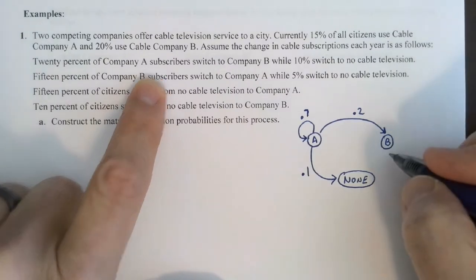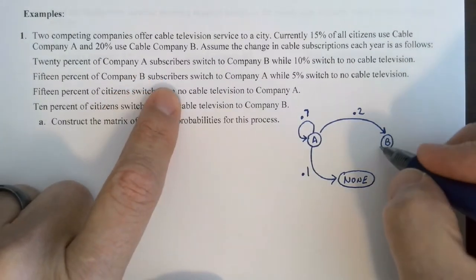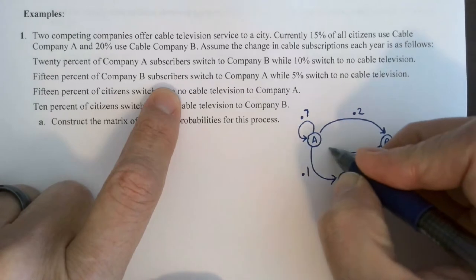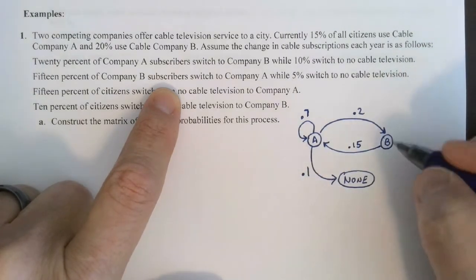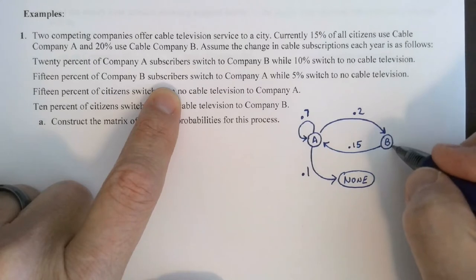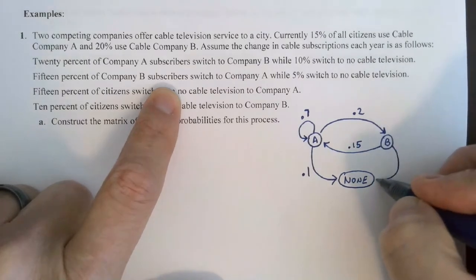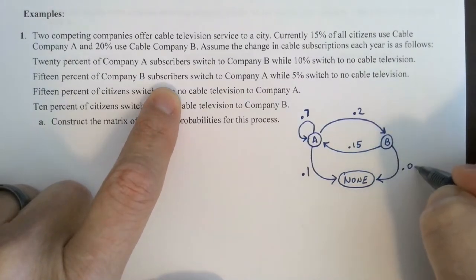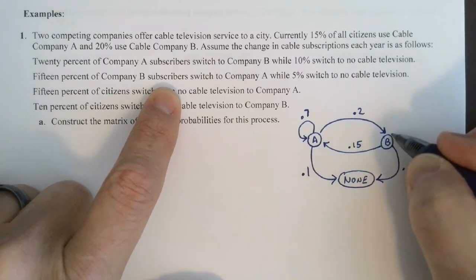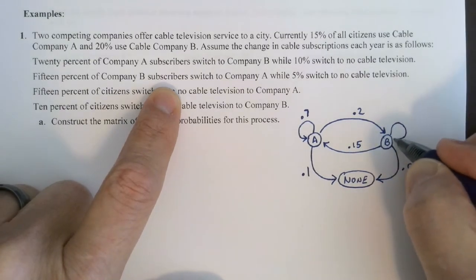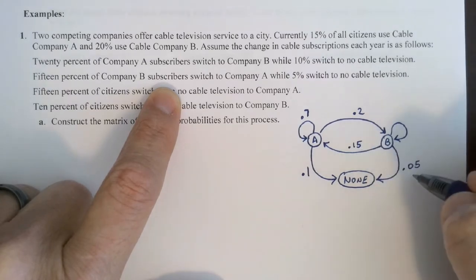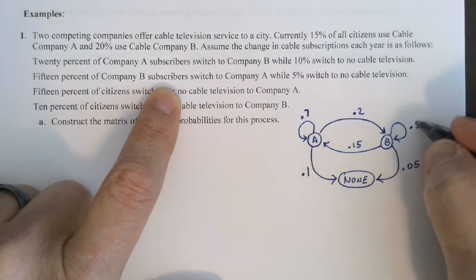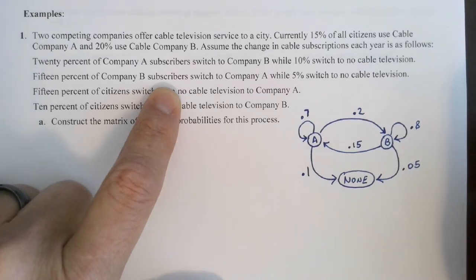Okay. Now 15% switch from B to A. So going back this way, we have 15%. And 5% switch to no cable. It's 0.05. So what percent are going to stay with company B? We've got 15% and 5%, that's 20%. That leaves 80% to stay.